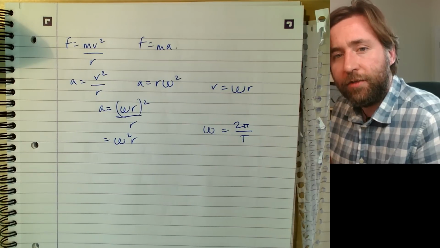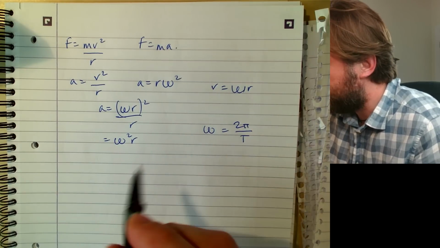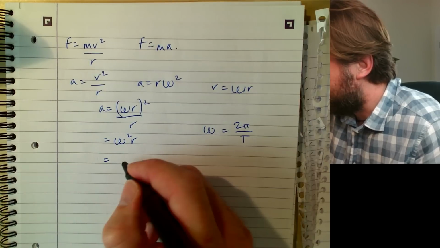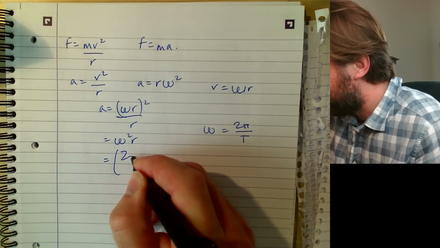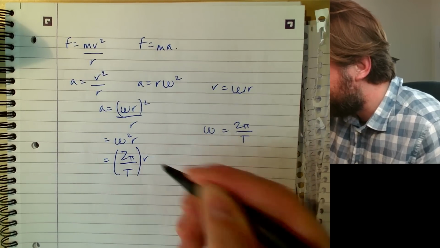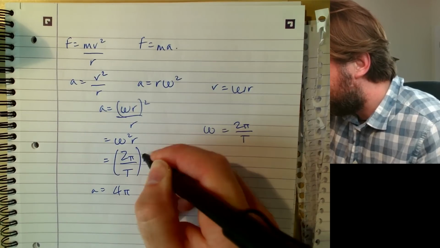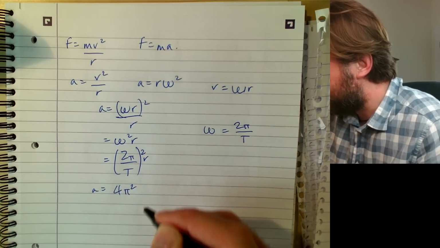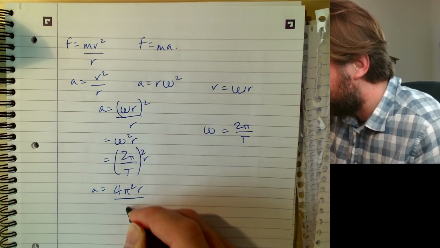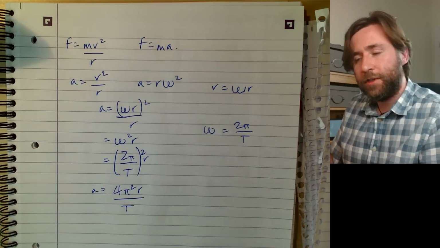Omega, which is angular velocity in radians per second, so we can sub this in here to give us, I'll just do it the long way around because I'm talking through at the same time. So a is also 4 pi squared r over T squared. Okay, hope that's a useful one to you.